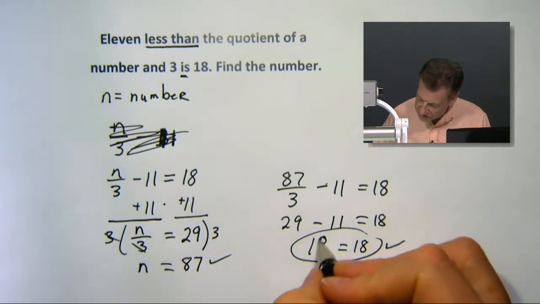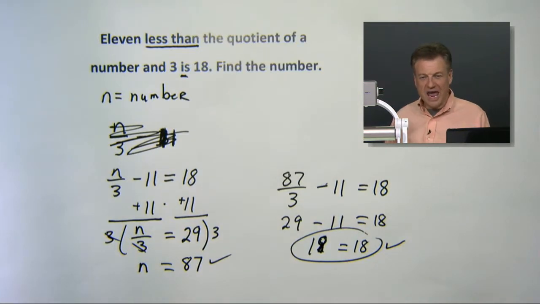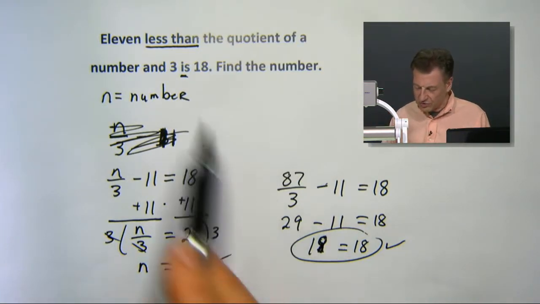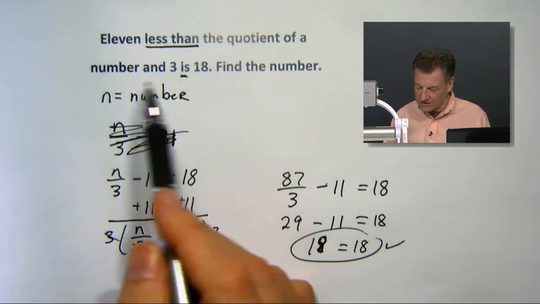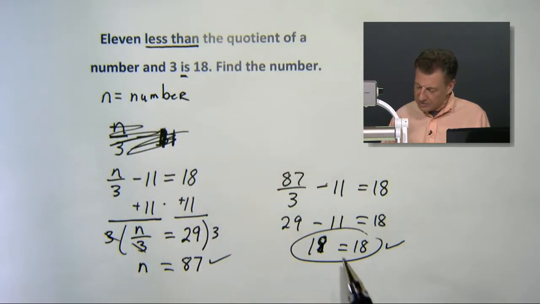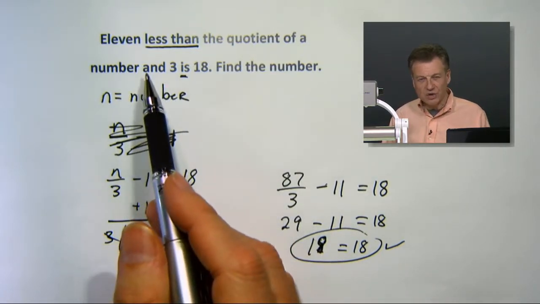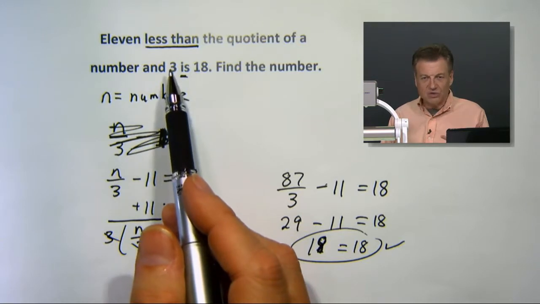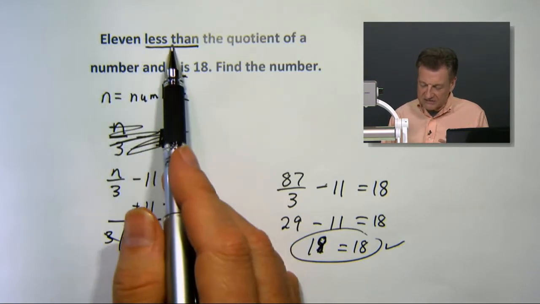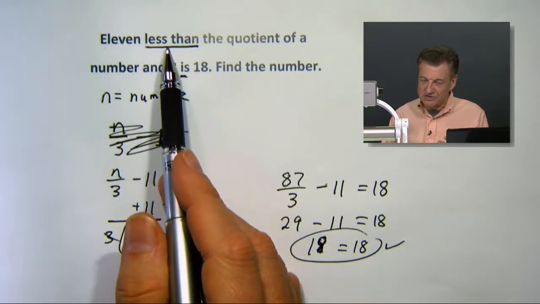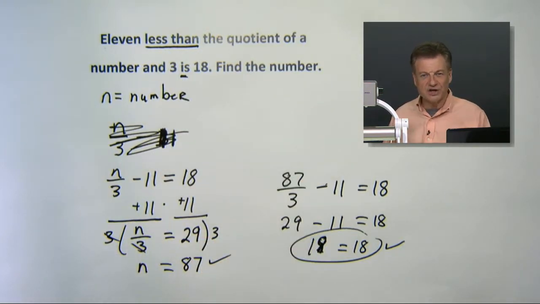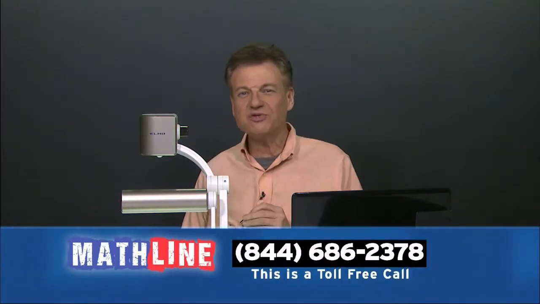So it's always good to check out those numbers. And does the answer make sense? Yes. We're saying basically if we take the quotient of 87 divided by 3, we're going to get a value, and we subtract 11 from that, because that's what the 11 less than says. We subtract 11 from that result, we will get 18. So there you go, a little bit of putting words into symbols today.